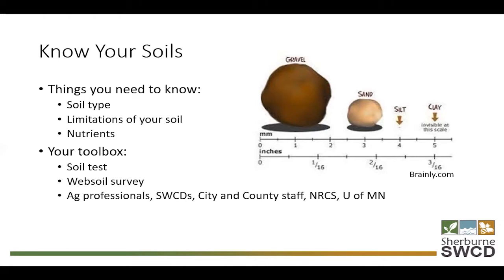So if you look over at the graphic, it has the different particle sizes of different types of soil. As you can see, the sand particle is far larger than the silt and the clay. And a lot of our soils in Sherburne County are sandy, which means that there is a lot of pore space or open space in the soil between those soil particles, which means that it's very easy for water to infiltrate out of our soils, which is one of the reasons that it makes it very dry.